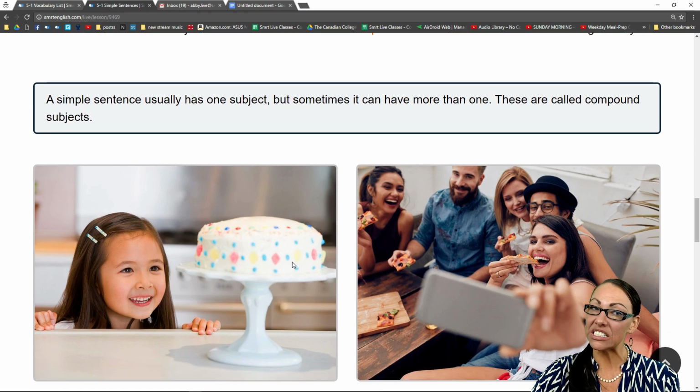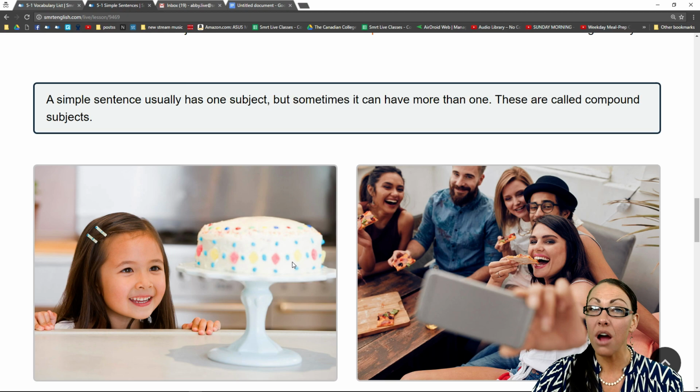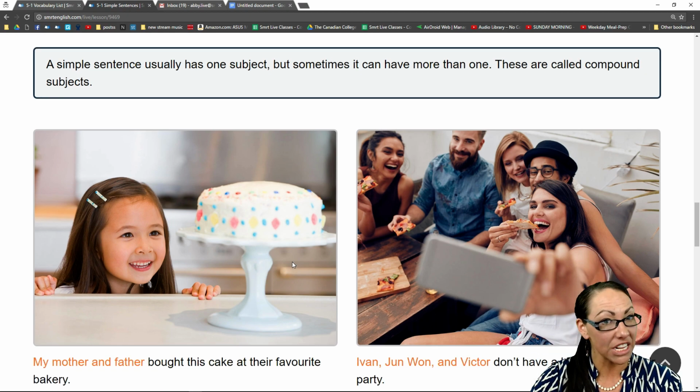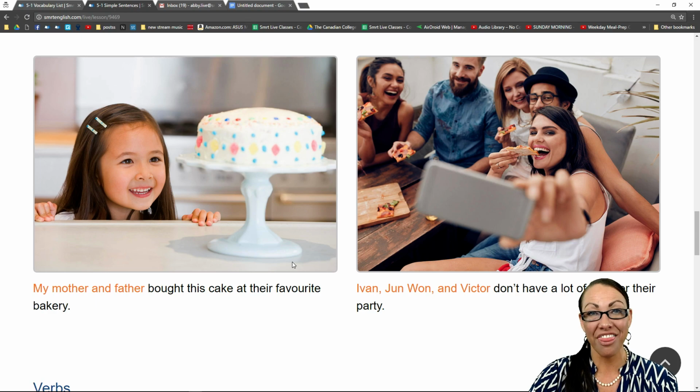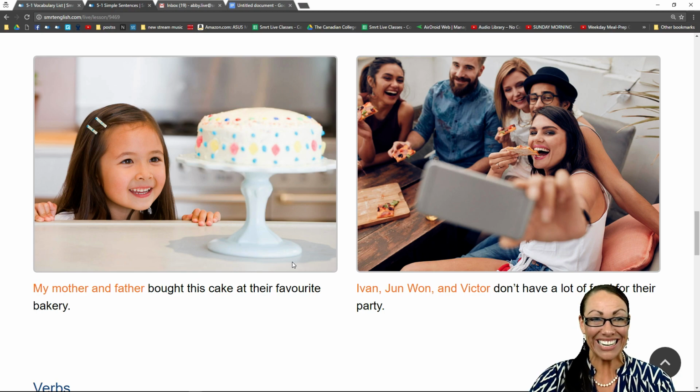All right, a simple sentence usually has one subject, but sometimes it can have more than one, so plural. These are called compound subjects. Let's look at our examples. My mother and father. So not just my mother, but my parents. My mother and father bought this cake at their favorite bakery. And I always enjoy our pictures that we have for Smart English. Clearly, this little girl looks hungry. All right?